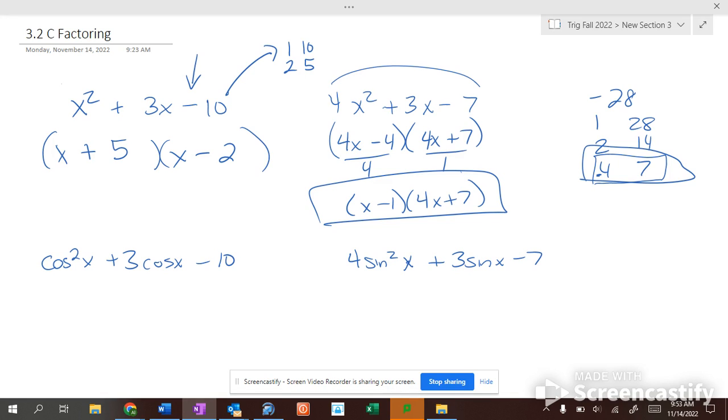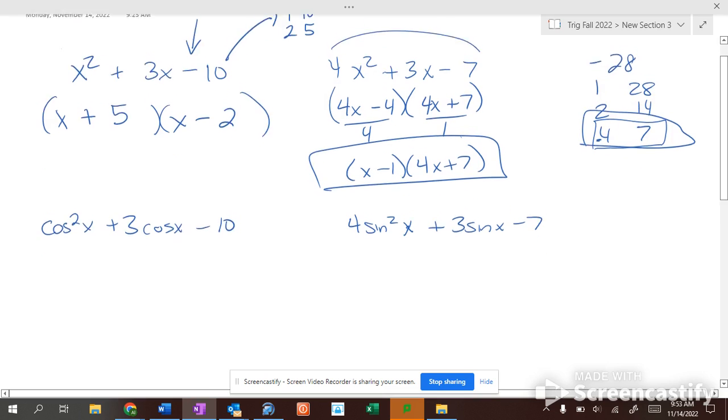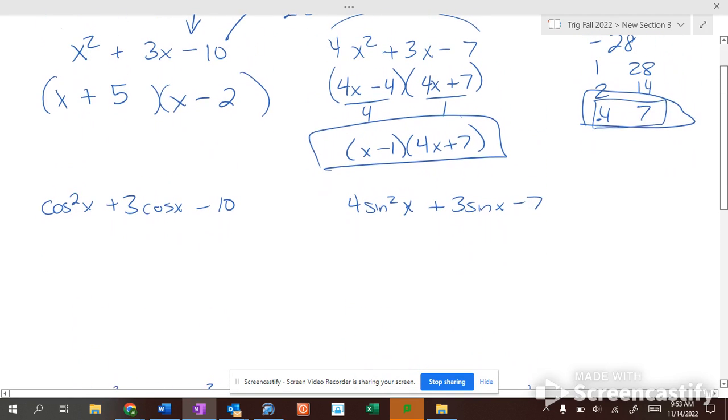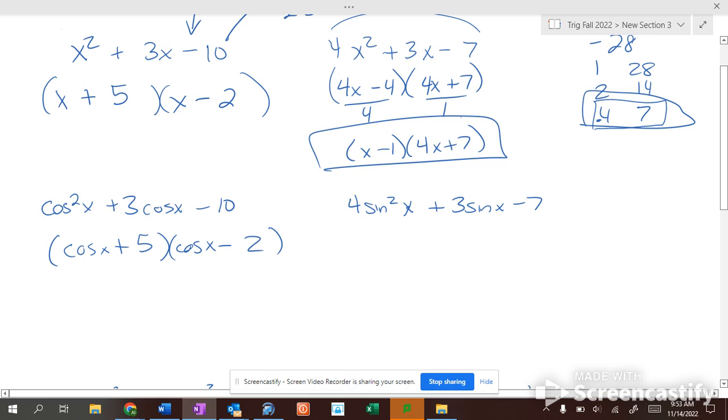Okay, so that's how you do normal factoring, but what if we have sines and cosines in it? Then what do we do? Well, it's the same as what we did up above. We replace x squared with cosine squared. So it's just two sets of parentheses, cosine of x, plus and minus, and what and what? 5 and 2. Okay? Just the same as up above. I just replaced my x with a cosine.